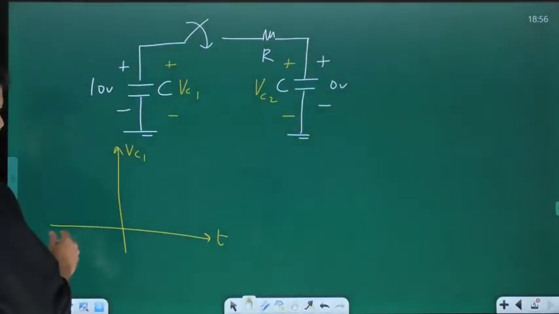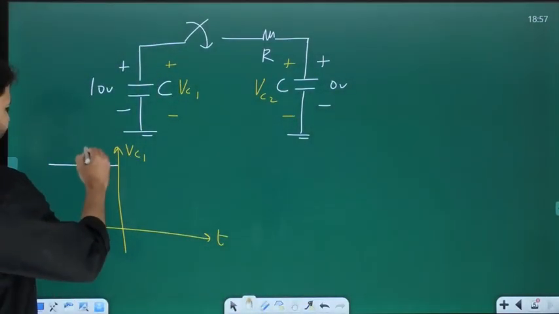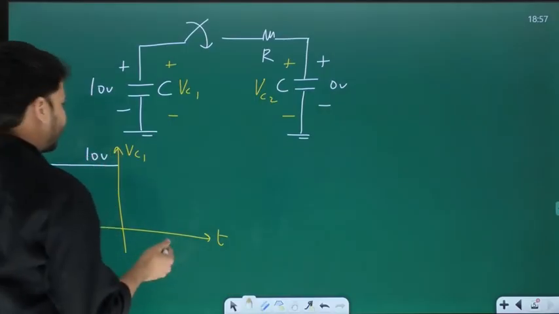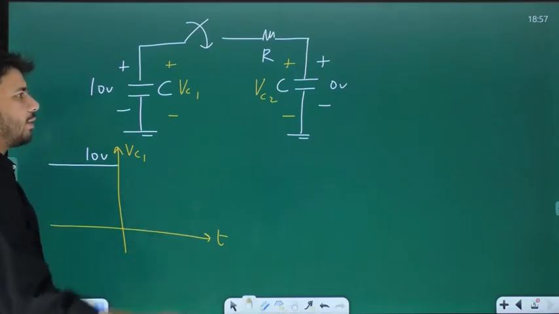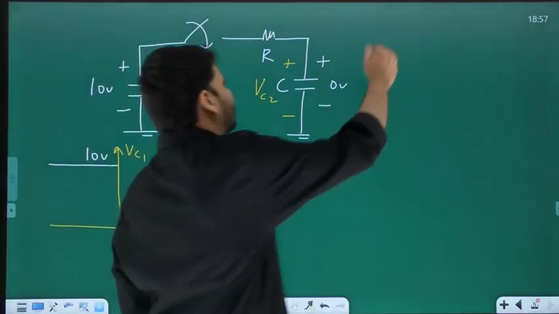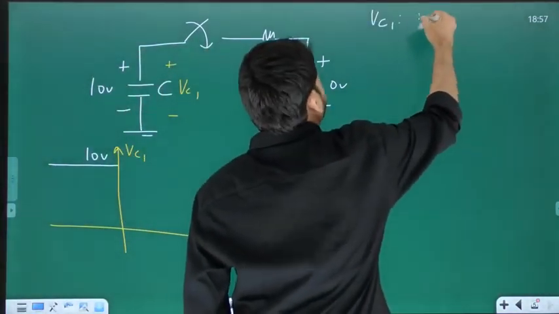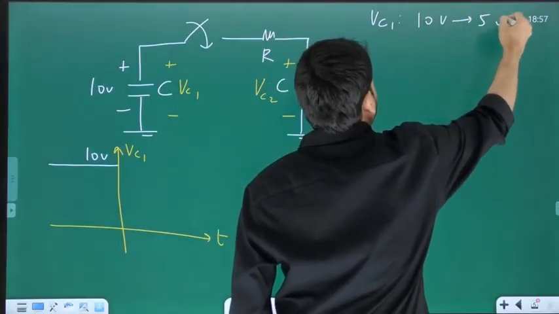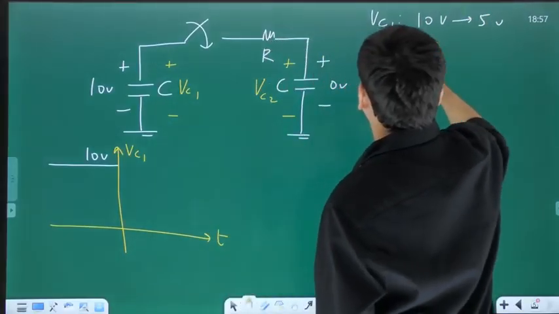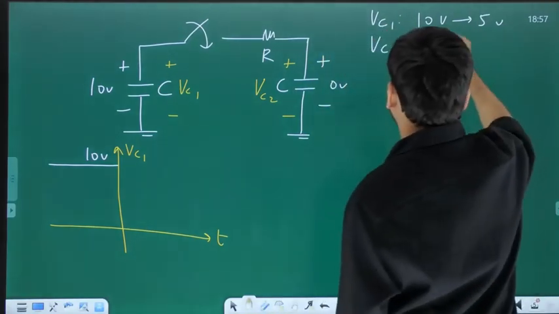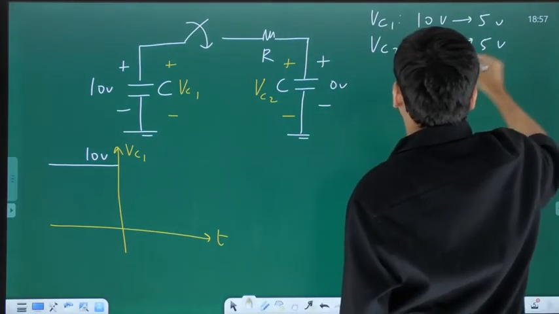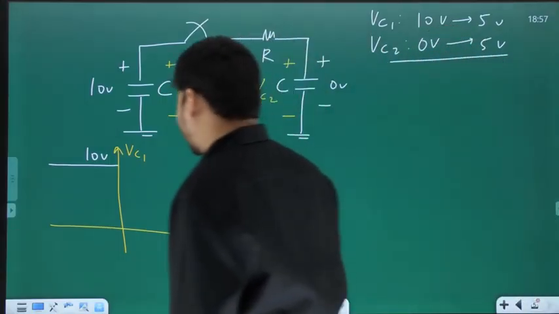So before t equal to 0, Vc1 is what? 10. And after t equal to 0, what is Vc1 doing? Is it not going from 10 volts to 5 volts? Yes. Vc1 changes from 10 volts to 5 volts, whereas Vc2, the voltage drop across the other cap, which is initially uncharged, will change from 0 volts to 5 volts. Okay.